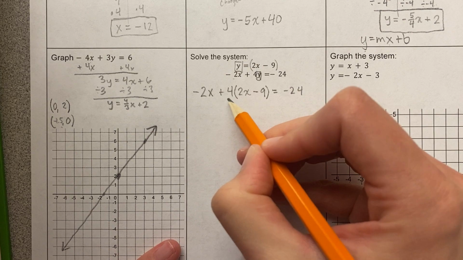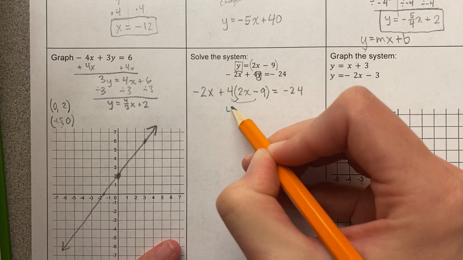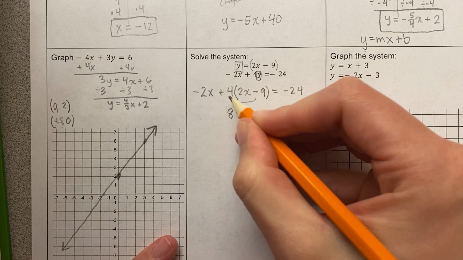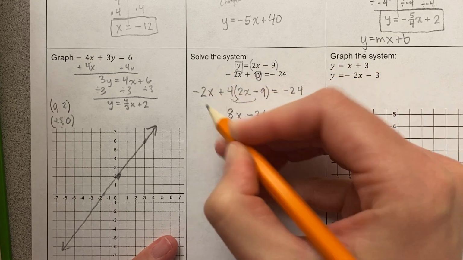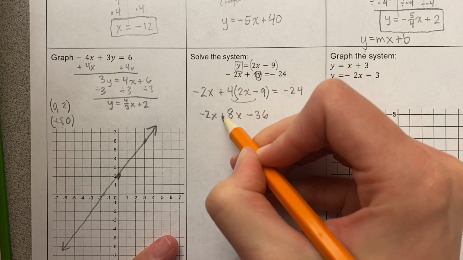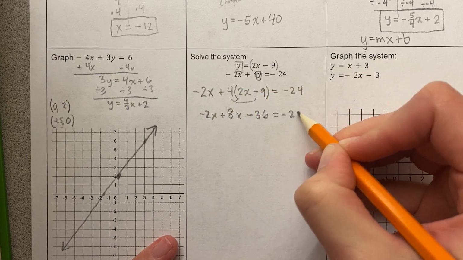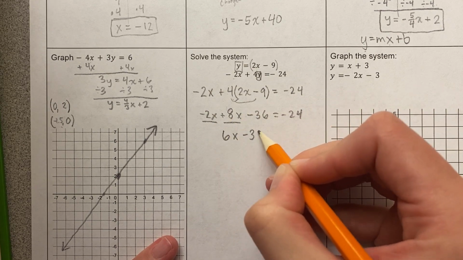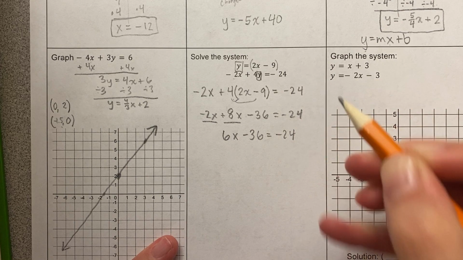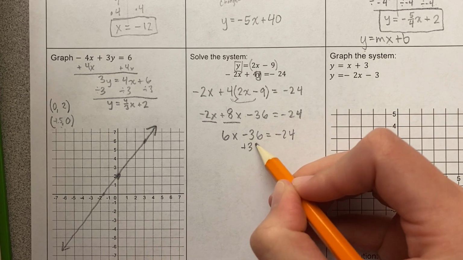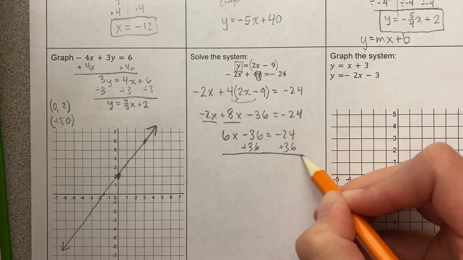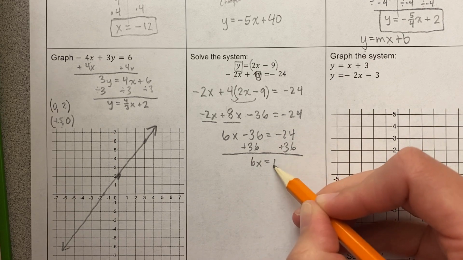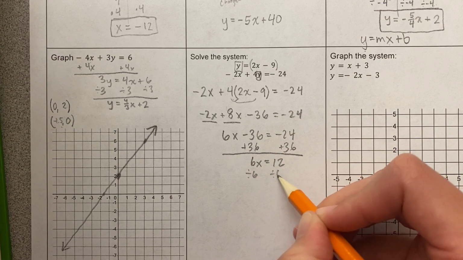Okay, so now let's do the math. I'm going to distribute here. So 4 times 2, 4 times -9. Okay, now everything else I'm just bringing down. So the only math I did right here was this distributing. Now I'm going to combine my like terms. And now I'm going to get x by itself. So first I'm going to get rid of this 36. -24 plus 36 is the same as 36 minus 24. That's 12. And when I divide by 6, I get x equals 2.